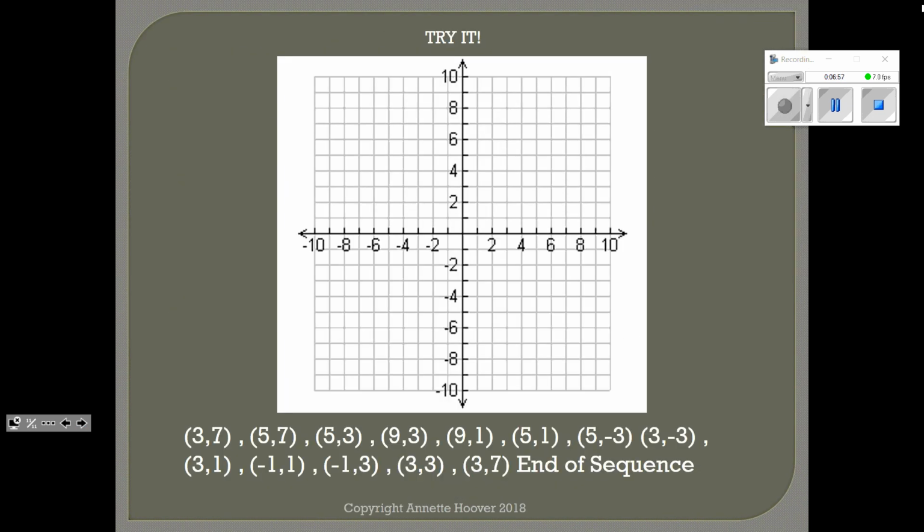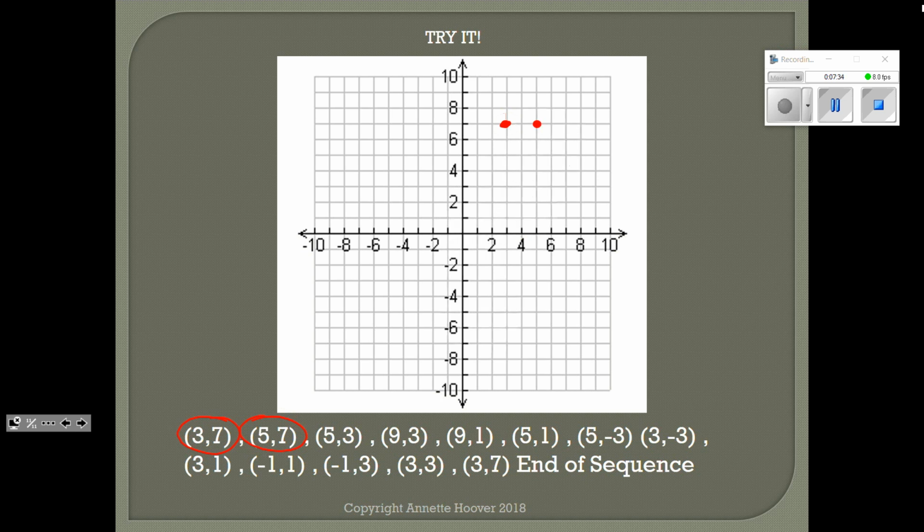So here, let's go practice this. This is where we make a picture. So we start with our first ordered pair of 3, 7. We start at our origin and we go 3 to the right, and then we go 7 up, and we put a point there at 3, 7. Both numbers were positive, so we know that that's going to be in quadrant 1. The second one is 5, 7. Both of those are positive, so we know that's going to be in quadrant 1. And you just go over 2 more, so that would be 5 over, 7 up.